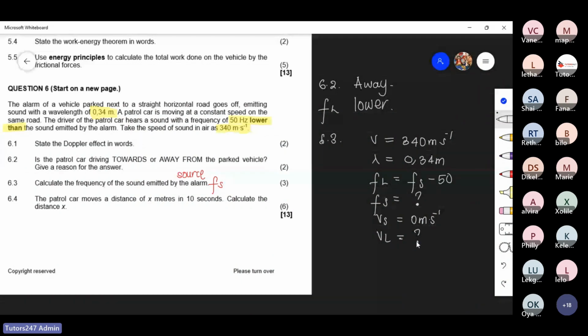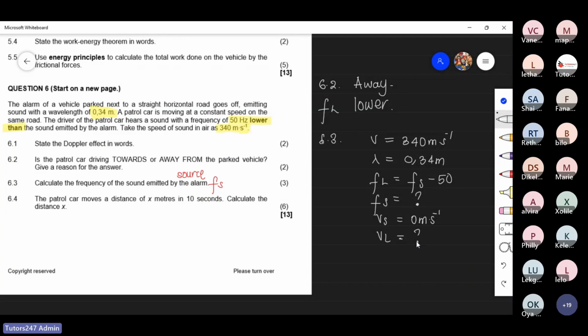If we were to use that formula, we would have three unknowns, because we don't know what FL is. FL is unknown, Fs is unknown, and VL is unknown. We have three unknowns, which makes using that formula somewhat more difficult. If we were to substitute Vs minus 50 in place of VL, we would then have two unknowns.